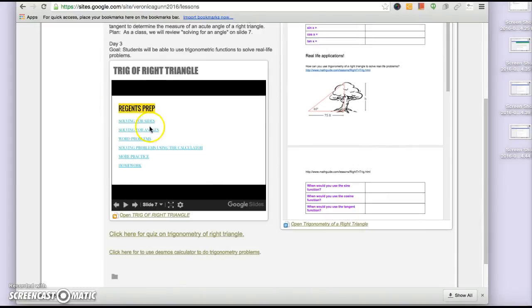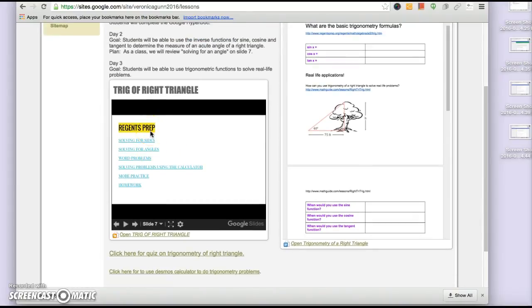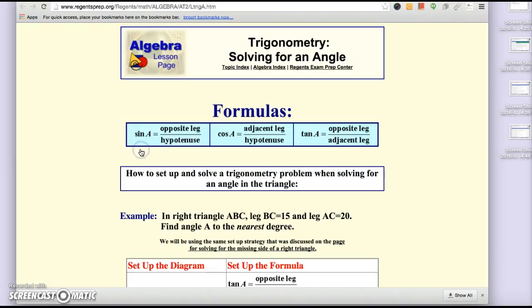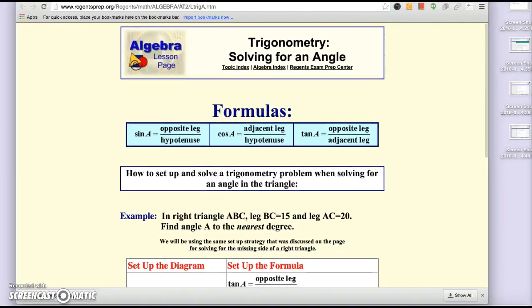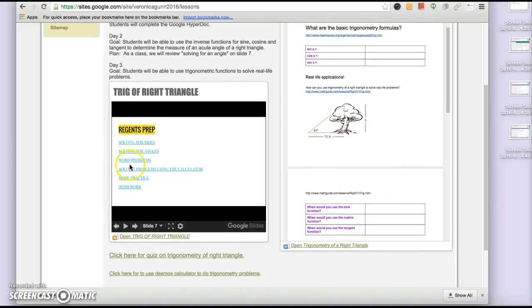Over the next couple of days, we would also be studying how you would use the inverse sine. So you would be trying to solve for angles. And here are various questions to help them solve for angles. And after that, we would study some word problems.